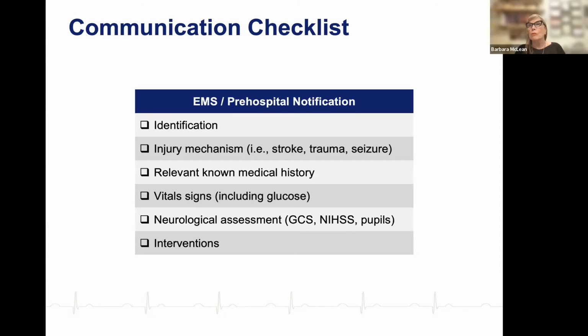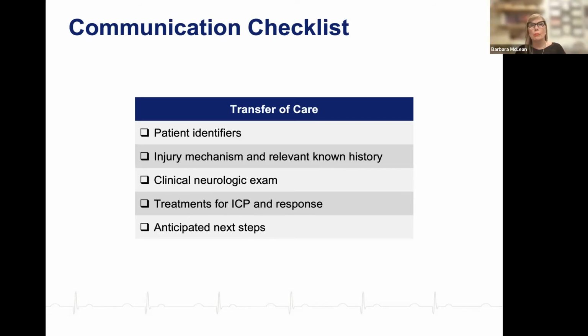Just want to remind you that good communication begins before patients reach the hospital. We always want to know what kind of injury mechanism a patient has had, if there's a good history, and very important, not just vital signs, but the patient's glucose. Anybody with a head injury, we need to know glucose right away. You cannot allow people to have a sustained hyperglycemia greater than 180 if they've had a head injury. That just propagates and expands their neurologic dysfunction. And then, of course, a neuroassessment and what interventions are being done.